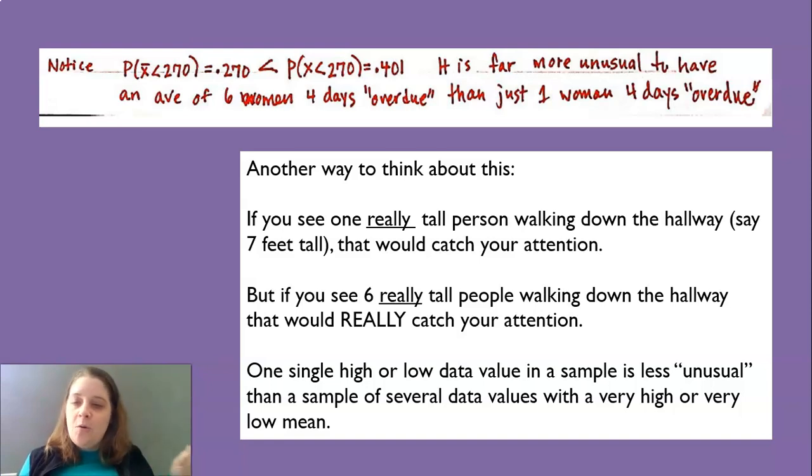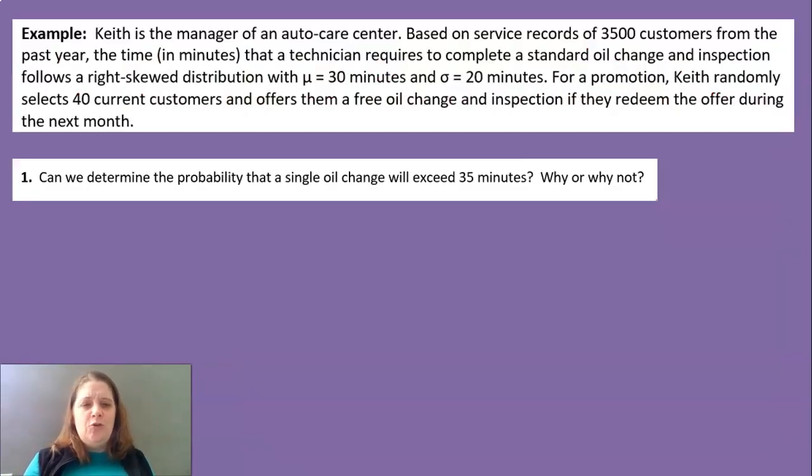One single high value or one single low value in a sample is far less unusual than having an average of a set of very high or very low values. Because if that 7-foot person gets stuck in a sample of just regular size people, the average is going to be far less than 7 feet. In order to get an average of 6 people being over 7 feet tall, we're going to have a lot of really tall people, and that's going to be an unusual sample.